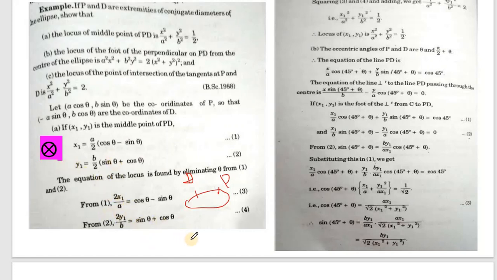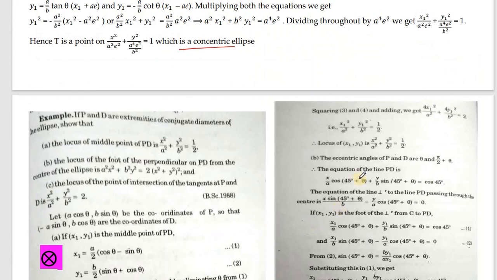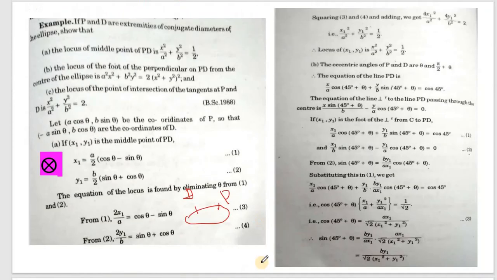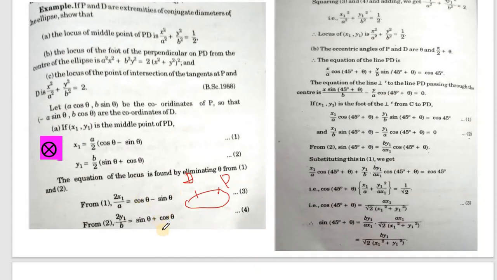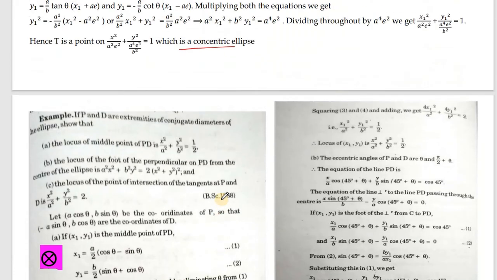Okay, this is further simplified as this. So squaring 3 and 4 and adding, we get this. We need to get rid of this cross term, so automatically that will go by squaring and adding, and therefore the locus you can easily find. Now the eccentric angles of P and D are theta and pi by 2 plus theta.